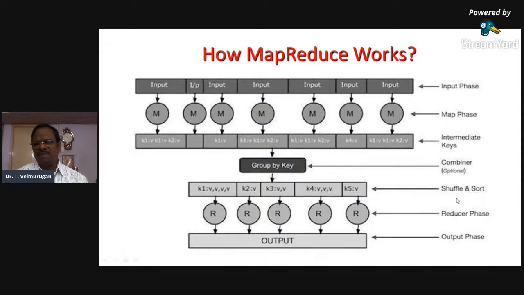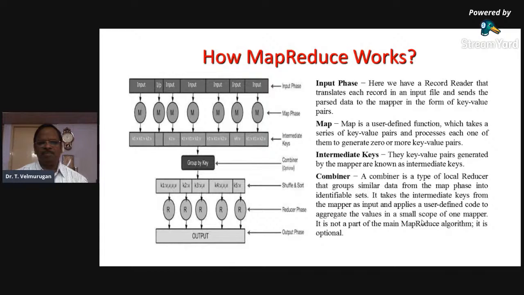Then after the shuffle and sorting, the output is given to the reducer phase. Finally, the reducer phase reduces the input. As I already told, the reducer has only 5 phases, but the mapper has 7 phases. So finally the output is created. This is the simple execution flow, the working flow of the MapReduce method.